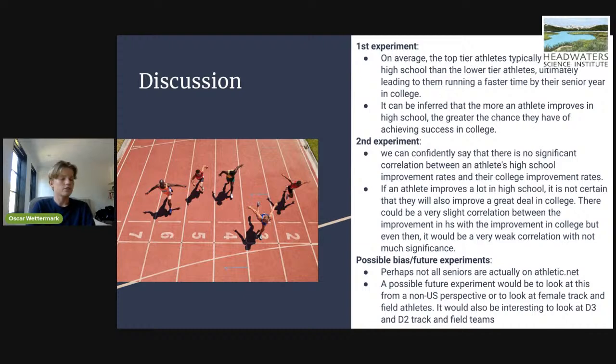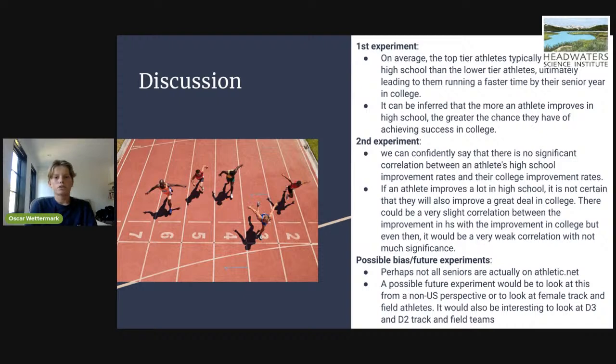So if an athlete improves a lot in high school, it does not mean that they're going to improve a lot in college. There could be a correlation, but even then it would be very weak, not much significance. A possible bias is that perhaps not all seniors in the US are actually on athletic.net. This could be for many reasons.